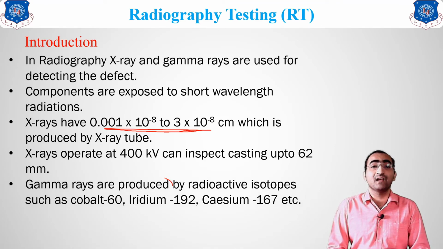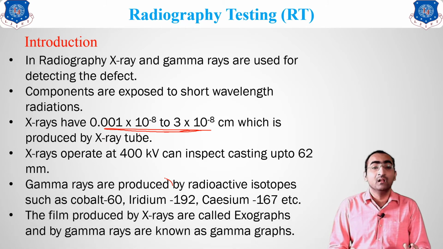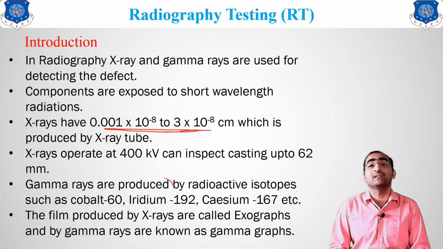Gamma rays are produced from radioactive isotopes such as cobalt 60, iridium 192, cesium 167, etc. So X-rays are produced in the X-ray tube. Gamma rays are produced by the decaying of the radioactive material. And the film which is produced by X-ray is known as an exograph, and the film which is produced by the gamma rays is known as a gamma graph.